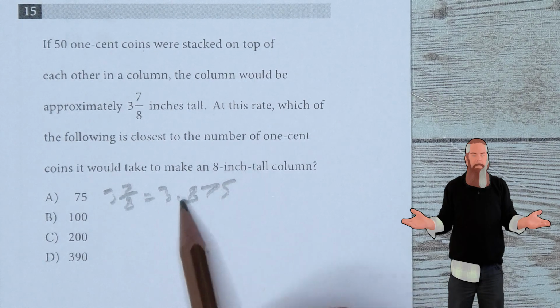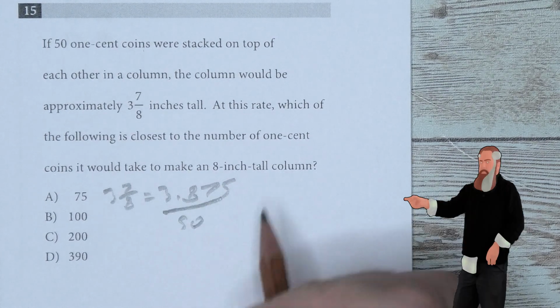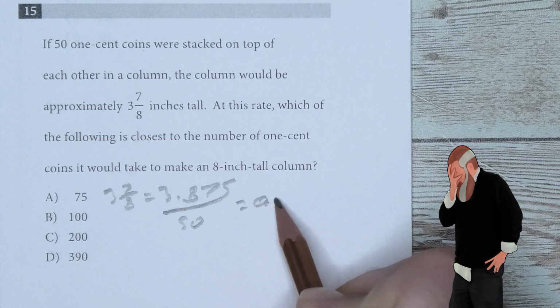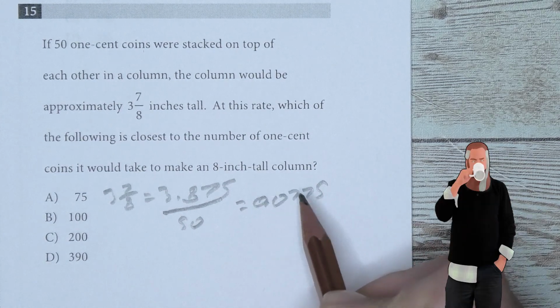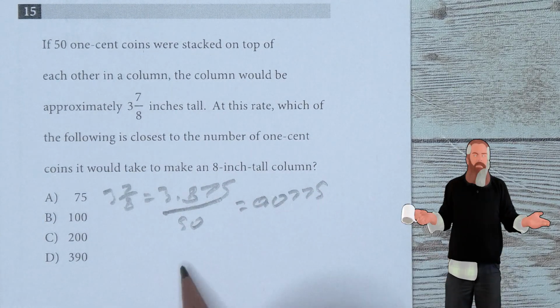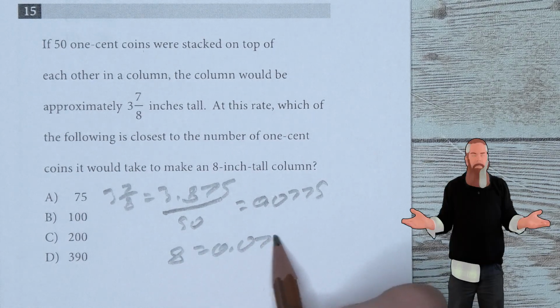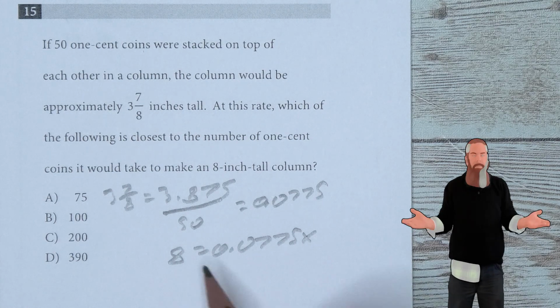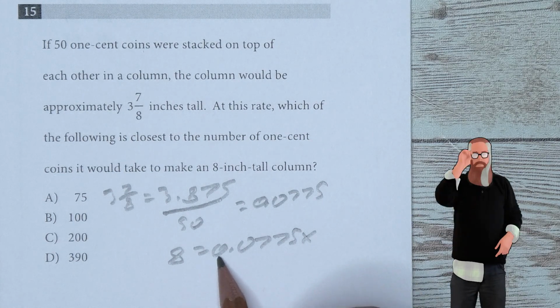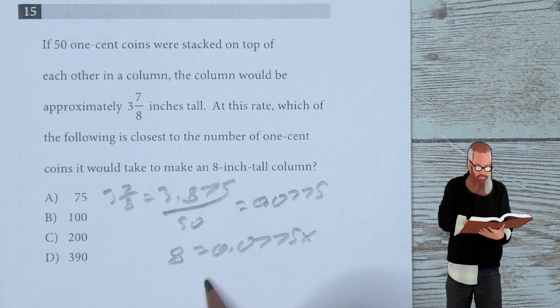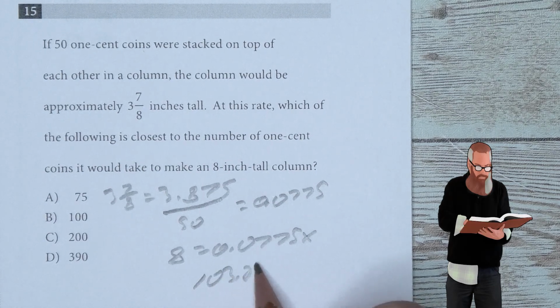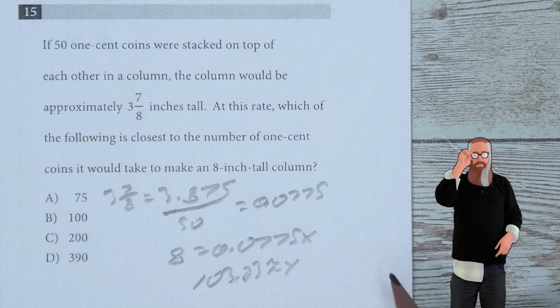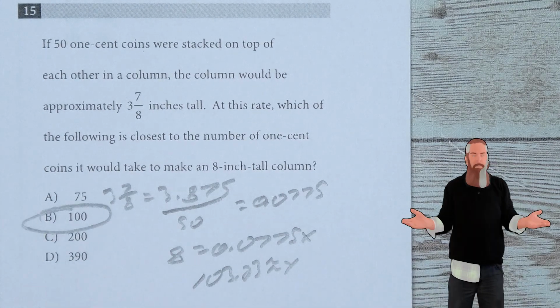3.875. Now that's 50 coins. So if I divide it by 50, I can get 0.0775 per coin. This means if I was looking at 8 is equal to 0.0775, how many of those coins would make 8 inches? And 8 divided by 0.0775 is 103.23 as my approximate for X. So we can say B is the answer.